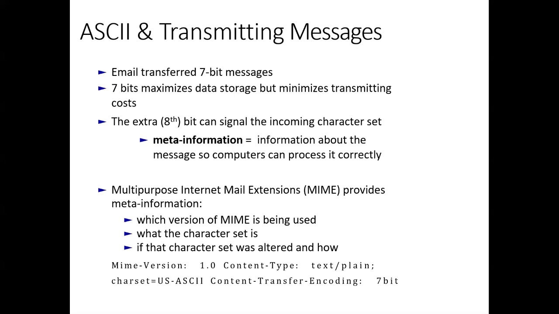And if you still today root around in your email and dig around in some of the information that's being passed around across the internet, you'll see something called multi-purpose internet mail extension. You'll just see it written as MIME. And that is the thing that is providing the meta information for your computer receiving the email, about how to process it correctly. So it will tell you which version of MIME is being used. And within there, you'll see what character set is being used, and then whether or not that character set was altered, and if so, how. So you can see a copy of that down there in the bottom here.